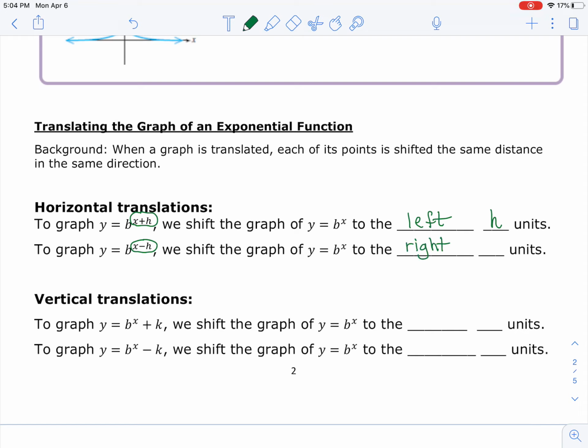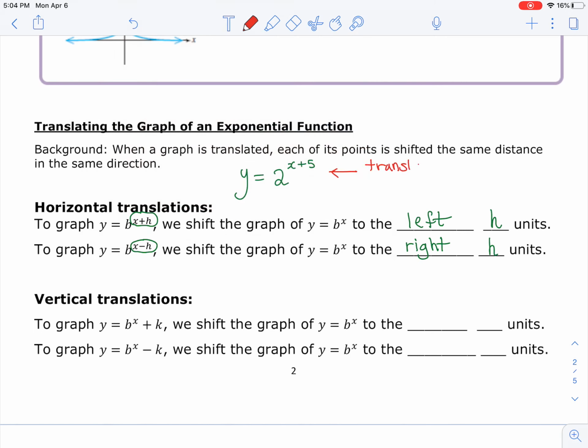Now, what if you are subtracting a value in that power? Well, then we're translating that graph h units to the right. Okay, so the horizontal translation, something like this.